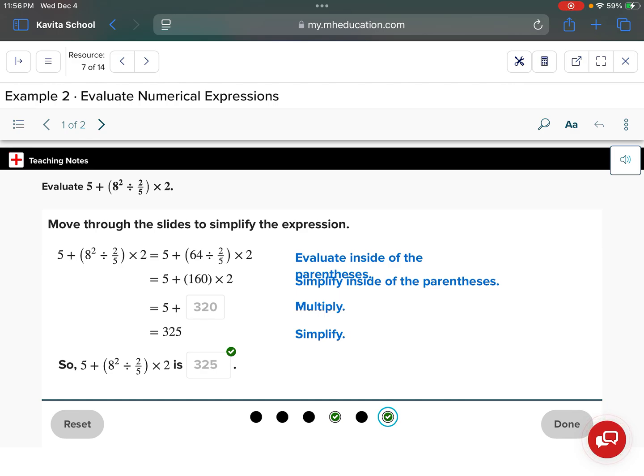64 divided by 2/5 is 160, because that's equal to 64 times 5 by 2. So 64 by 2 would be 32, times 5 is 160. So what we have here is 5 plus 160 times 2. 160 times 2 evaluates to 320. So we have 5 plus 320, which is 325.